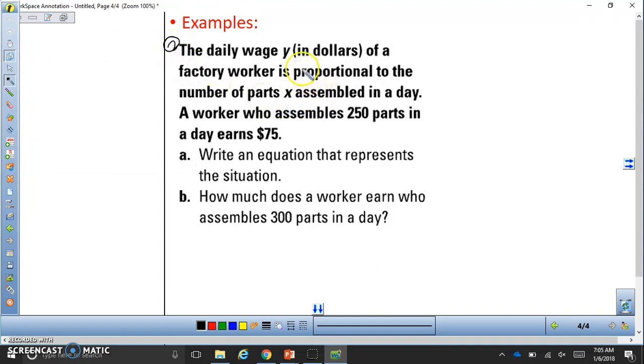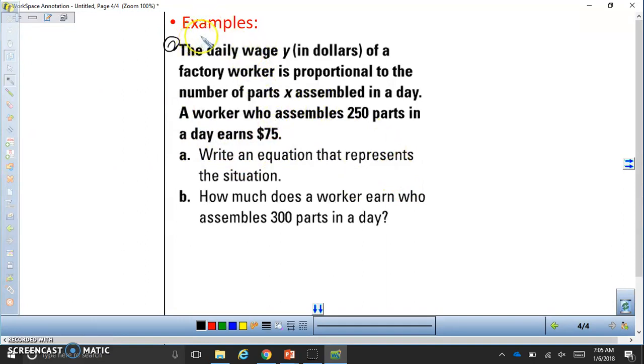A daily wage Y in dollars of a factory worker is proportional to the number of parts X assembled in a day. A worker who assembles 250 parts in a day earns $75. Write the equation. So this one, the equation wasn't given to you.